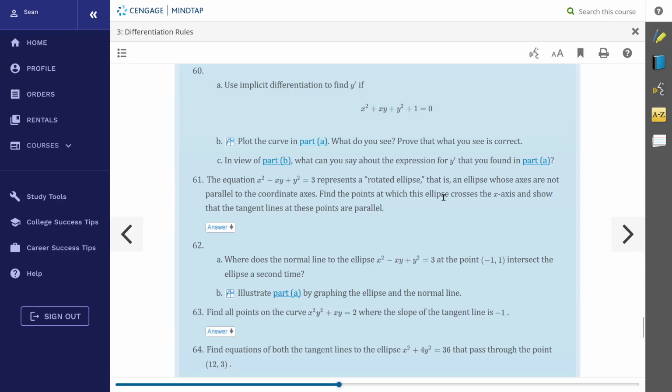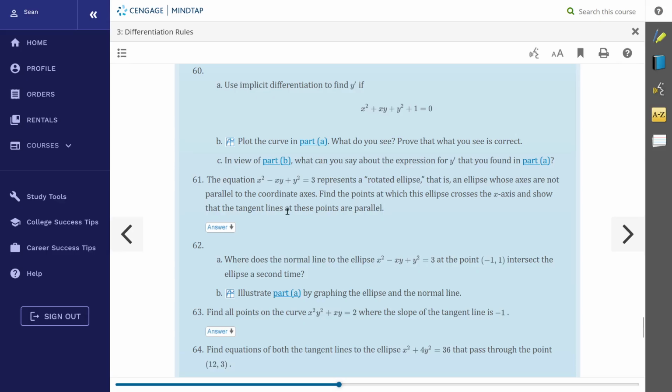Well, find the points at which this ellipse crosses the x-axis. All that means is, we're trying to find the x-intercept, right? We're trying to find where y equals 0, because that's where it would cross over the x-axis. And then show that the tangent lines at these points are parallel. Well, we know the tangent lines are used for the derivative, right? It's the slope of the tangent line that is the derivative. And then points being parallel just basically means that the slopes are equal, right?